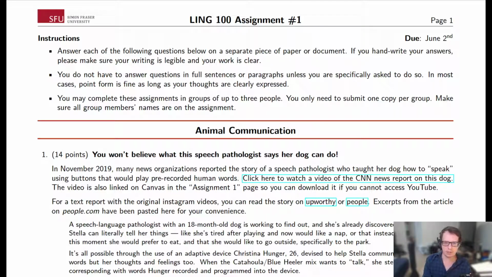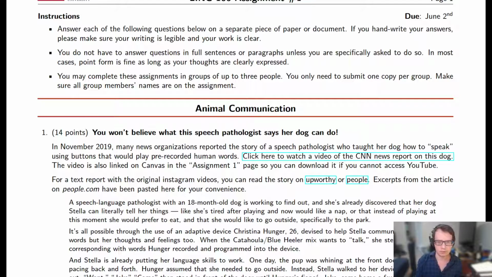So let's just talk about each of these questions. It's 20 points in total. It's 10% of your grade. 2 points is 1%. We'll keep it really simple like that. So it's one big question per lecture.